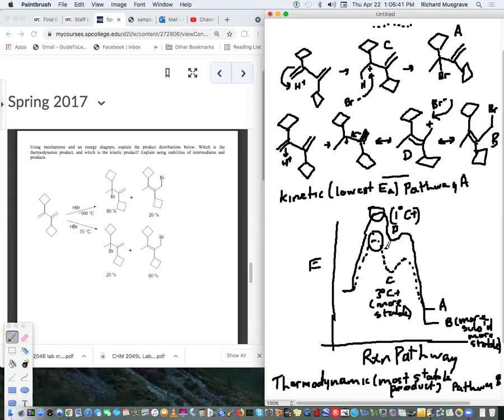Okay. I have a question about the kinetic and thermodynamic. So will kinetic always be the lower temperature and thermodynamic be the higher temperature? Yes. The reason for that is because the kinetic has lower activation energy, which means we need a lower temperature to actually get that to go.